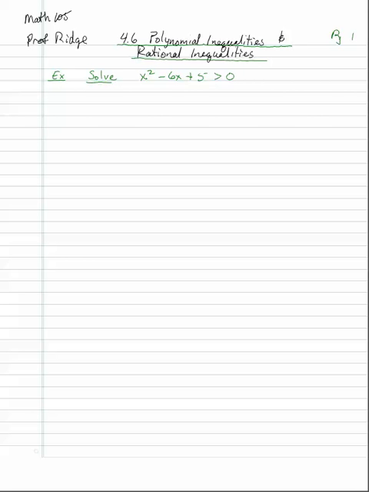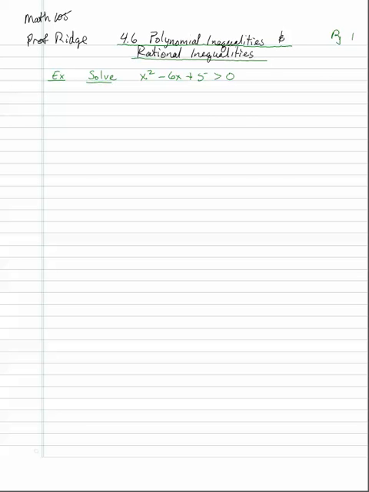Okay, so let's solve an example. x squared minus 6x plus 5 is greater than 0. So we've got the quadratic polynomial on the left side, and we want it to be greater than 0. Now, a common mistake on this one is you try to solve it like it's an equation, but remember, we can't. When we do inequalities, we're trying to find all the things that make the statement true.